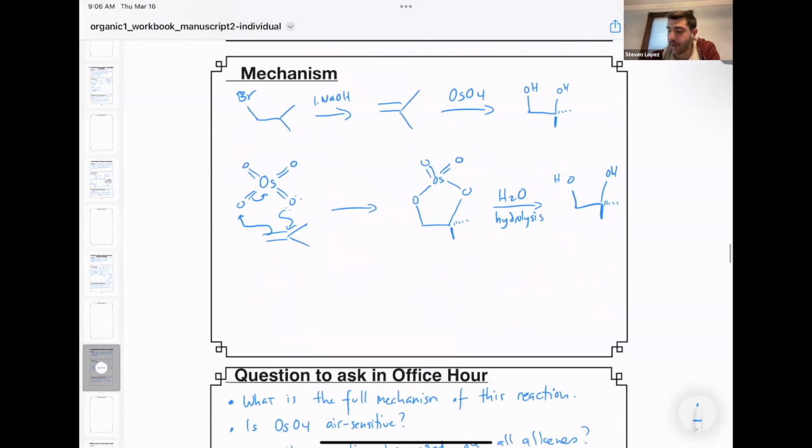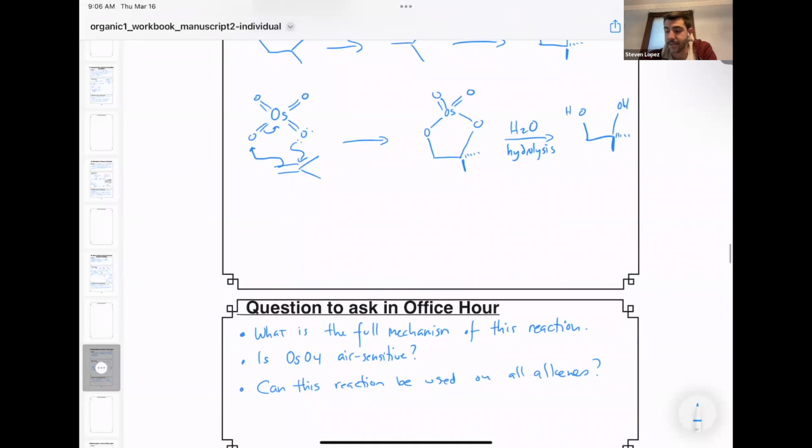future episodes. If you want to ask more questions in your office hour, I suggest asking, well, one, what's the full mechanism of this reaction, especially that second step? Two, is osmium tetroxide air sensitive? Could you do this reaction on a benchtop? And three, can this reaction be used on all alkenes? Are there some alkenes, electron rich or electron poor, or sterically bulky alkenes where this reaction won't work?